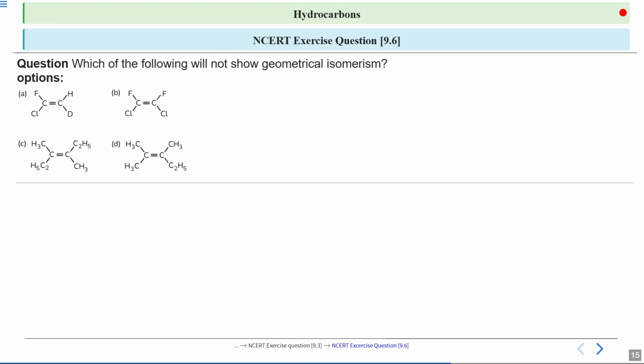Okay. Now moving on further, the next question, which is NCERT exercise question 9.6. One question is here for you from the previous part. Can those molecules with a triple bond show geometrical isomerism? No, never. Geometrical isomerism is only exhibited by a double bond. The next question is NCERT exercise question 9.6, which asks us to show which of the following will not show geometrical isomerism out of the given 4 options.